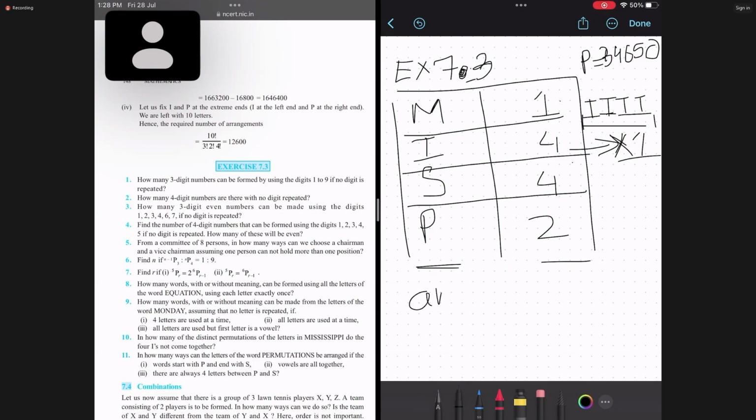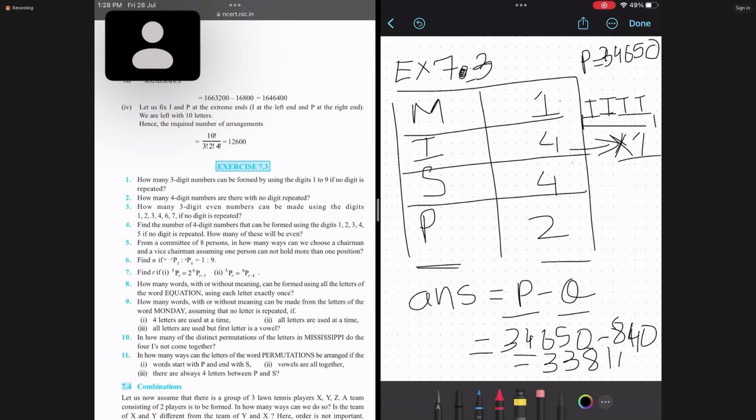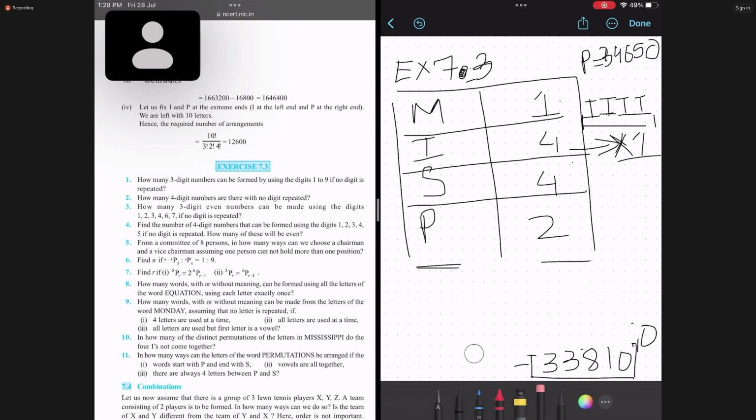Right. So the answer is nothing but P minus Q, where P is the total permutations and Q is all the permutations where all four I's are together. Correct. So I have 34650, and Q came out to be 840. Subtracting that, the final answer that I get is 33810. Correct. That is your final answer.